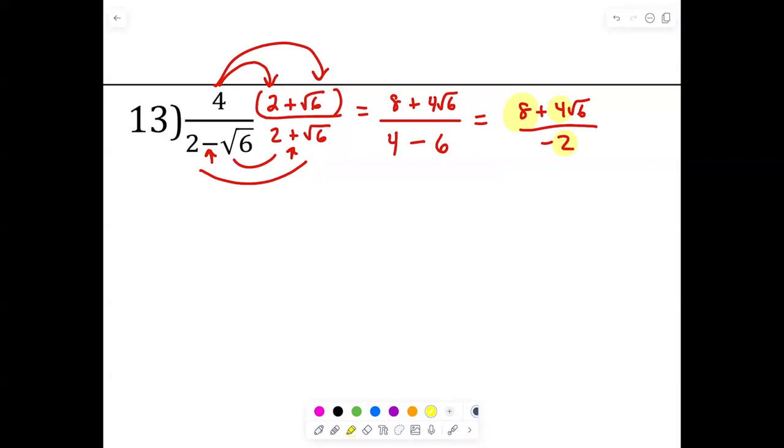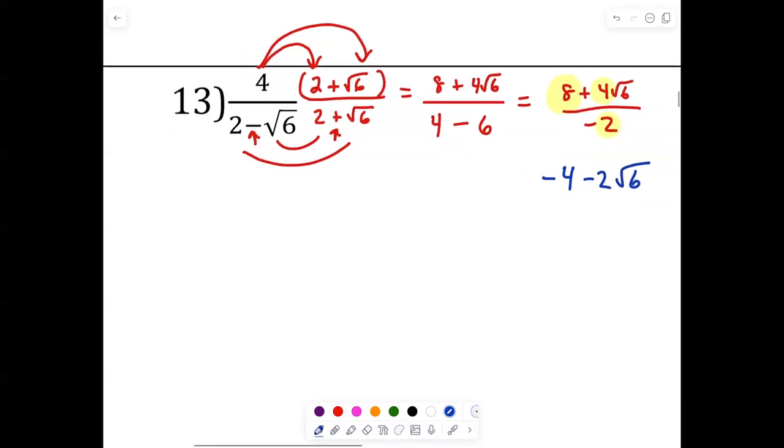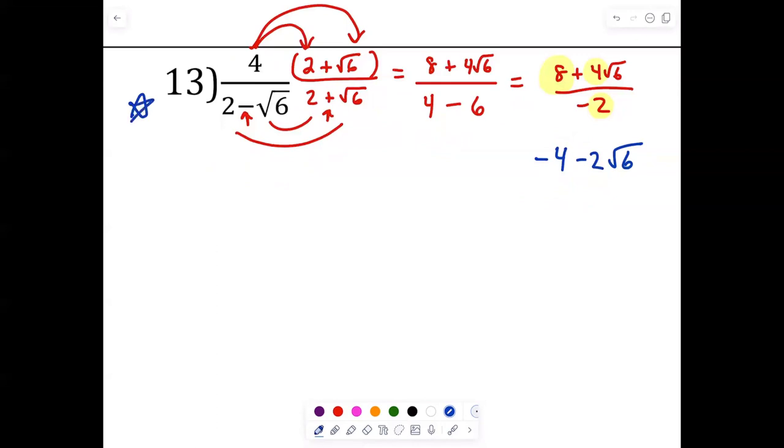So what's 8 divided by -2? Man, this is embarrassing. I say, what's 8 divided by -2? I've got 3 or 4 different answers. -4. What's 4 divided by -2? -2. Do I divide the 6 by 2? No, you do not. So that's the best answer for number 13. Whichever one you don't know, put a little star by it and go back and review.